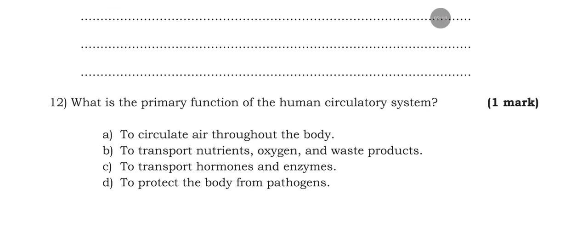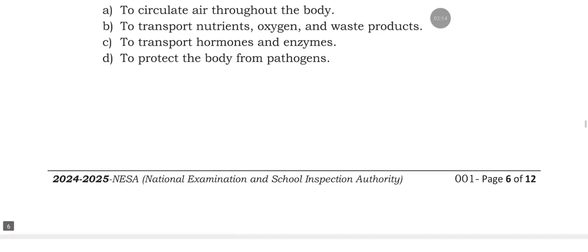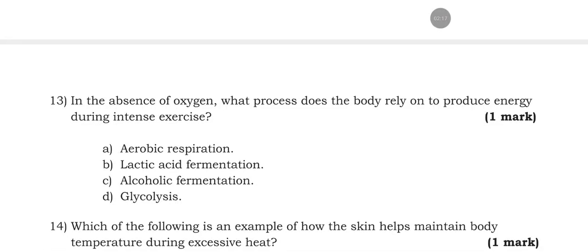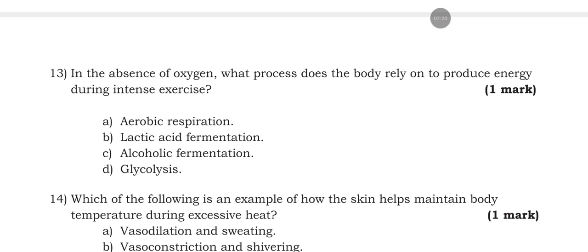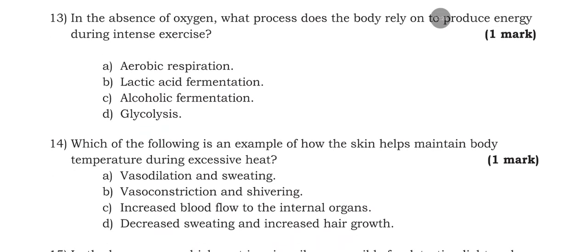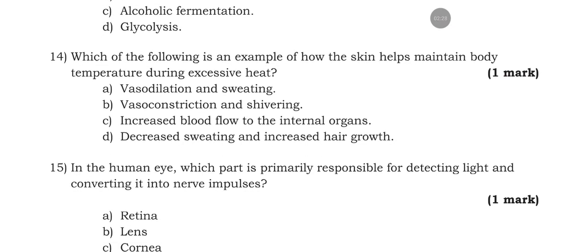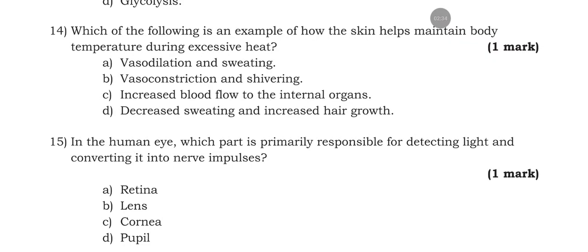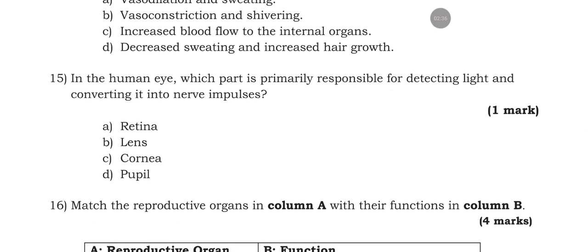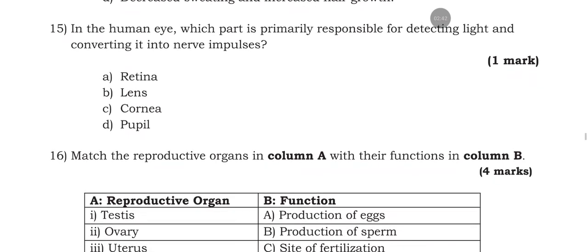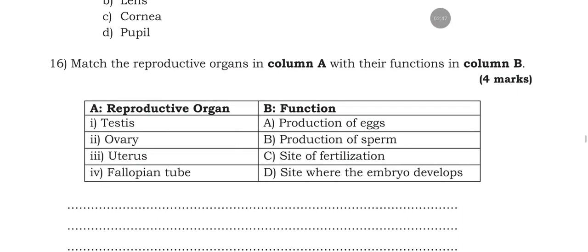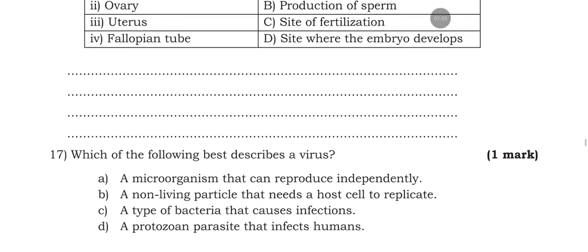Then, what is the primary function of the human circulatory system? Number 13 is about the absence of oxygen: what process does the body rely on to produce energy during intense exercise. Then, which of the following is an example of how the skin helps maintain body temperature during excessive heat. And 15 is about the human eye: which part is primarily responsible for detecting light and converting it into nerve impulses. This one is matching the reproductive organs with their respective functions.